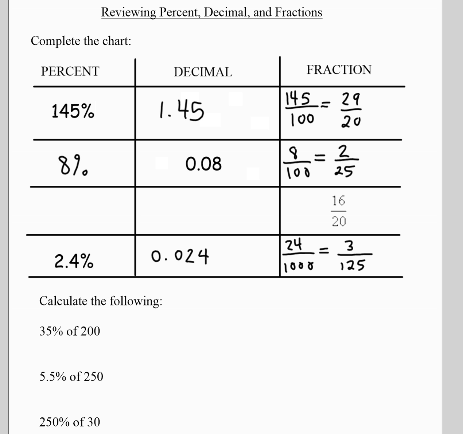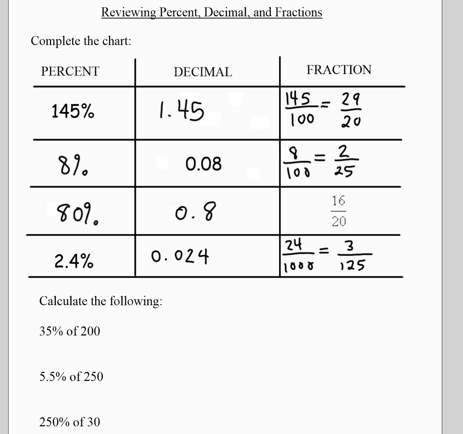Whenever you're given a fraction, to turn it into a percent or a decimal, you always do top divided by bottom. So 16 divided by 20, you're going to get 0.8, and then to turn that into a percent, you times it by 100, which will become 80%. So if you notice the difference between those two rows there, 0.08 is 8%, 0.8 is 80%.